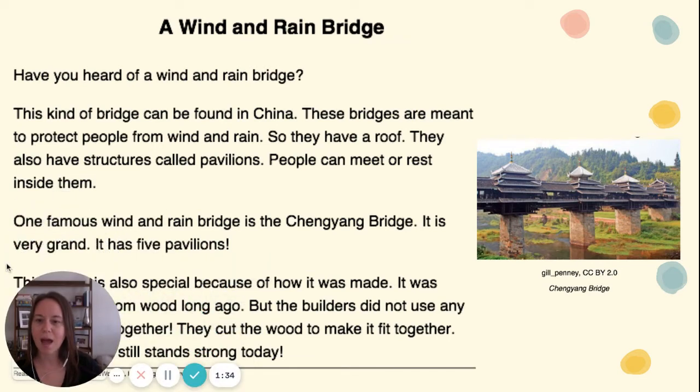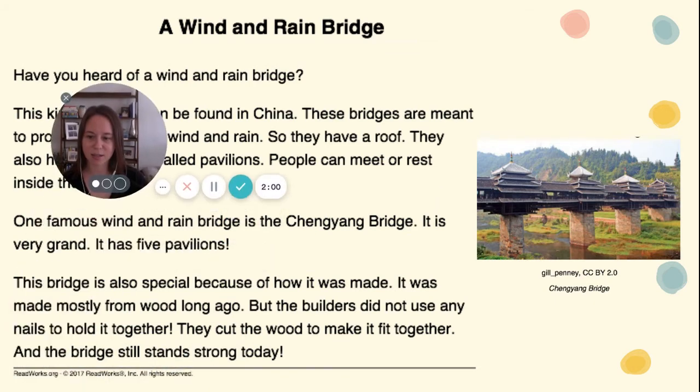Okay. Have you heard of a wind and rain bridge? This kind of bridge can be found in China. These bridges are meant to protect people from wind and rain. So they have a roof. They also have structures called pavilions. People can meet or rest inside them. One famous wind and rain bridge is the Shenyang Bridge. It is very grand. It has 5 pavilions.